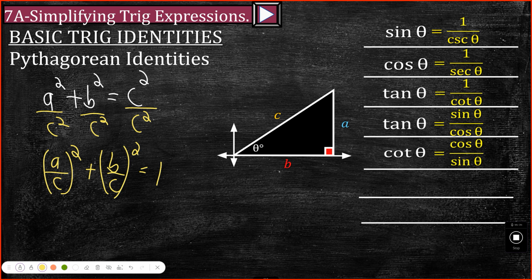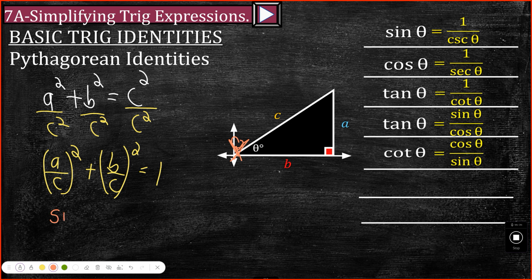What's A over C again? What's the ratio of A over C with reference to where you're standing here? I want to get to a point where your brain just spits out answers like it's sine. So A over C is sine, yes or no? And it's squared.